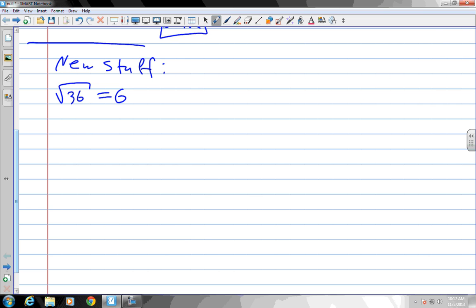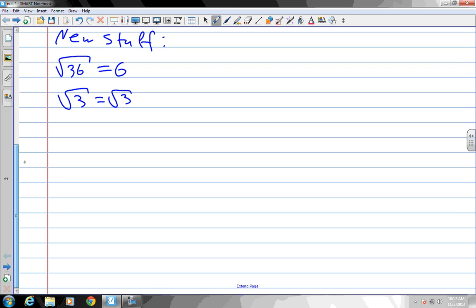Now, on the other end, if I ask you something like square root of 3, there's not much you can do about that. Square root of 3 is square root of 3. There's nothing you can do with that. But I can also ask you something like this. What is the square root, for example, of 27? Now, 27 is not a perfect square, right?